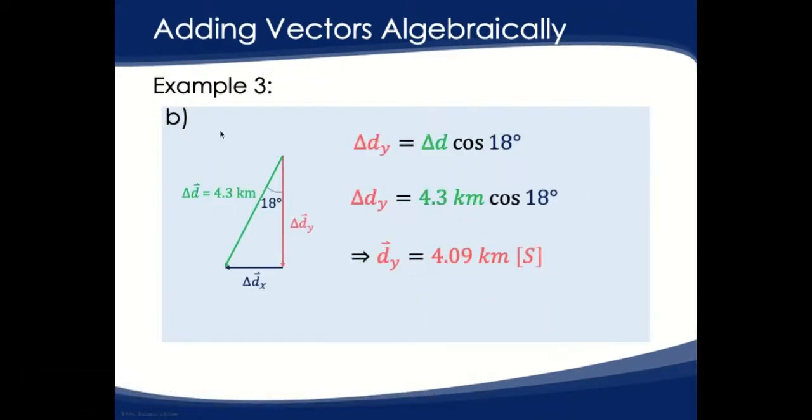So we did that for A. So for B, we're going to do the same thing. This time the angle comes down and over. So we have an 18-degree angle. So it's 18 degrees west of south. We know that this line is 4.3 kilometers long.